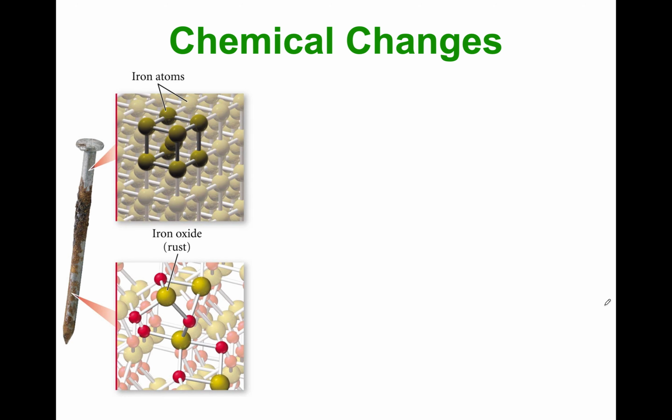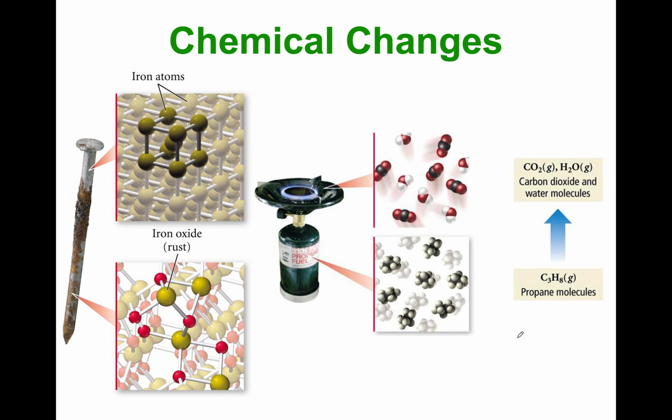So where we're going then are the chemical changes. Iron oxide, for sure that's a different chemical reaction. This looks different than the rest. Propane tank, propane C3H8 goes to CO2 and water. Those look different. Atoms are rearranged. So really just starting to focus and distinguish the difference between physical change and chemical change.